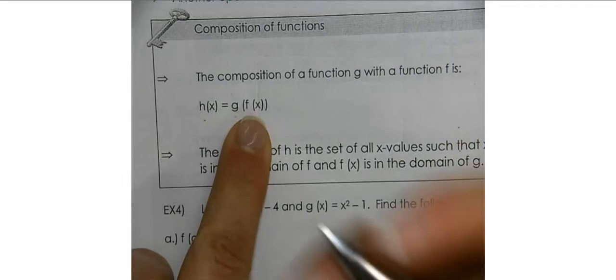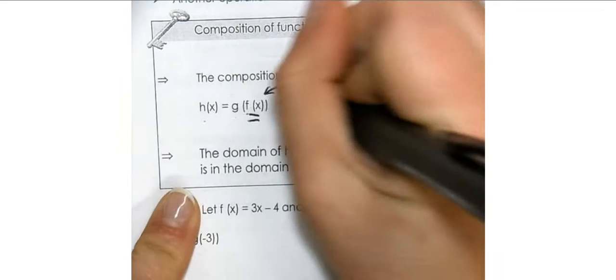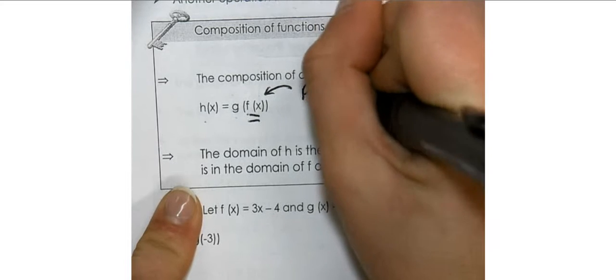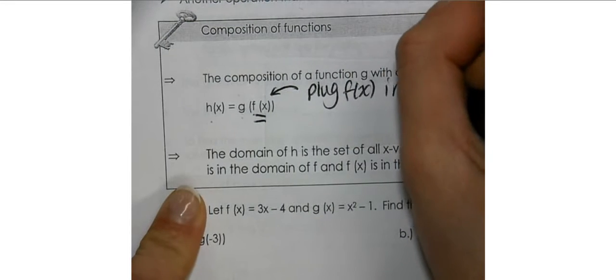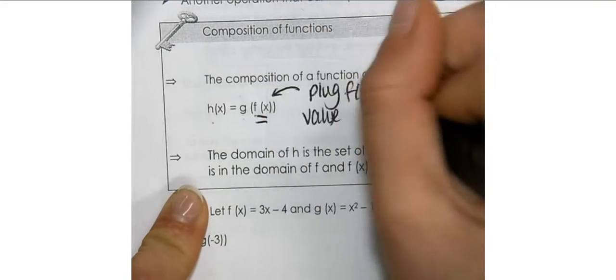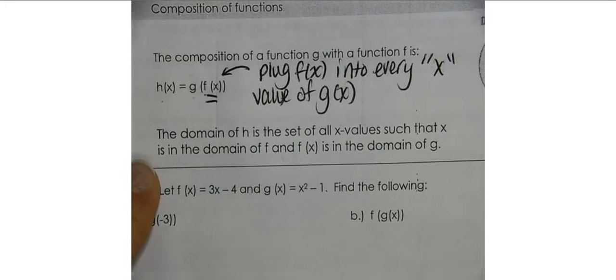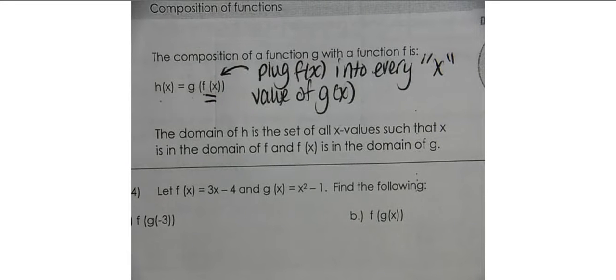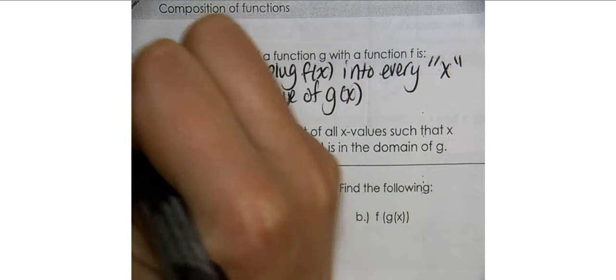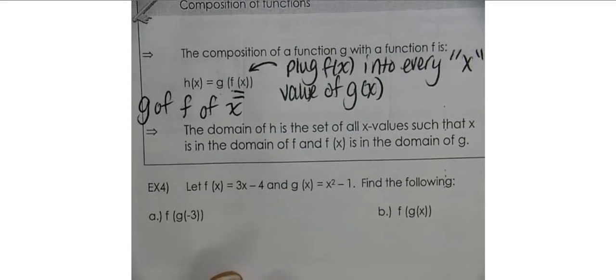If you notice in this, instead of saying simply g of x, we have g of f of x. That means you're going to plug f of x, whatever that function is, into every x value of g of x. And we read this as g of f of x.